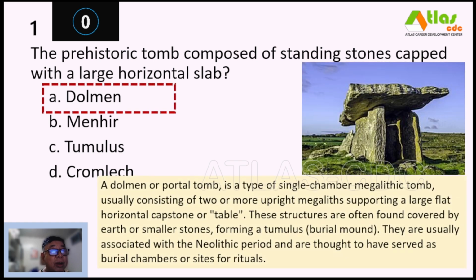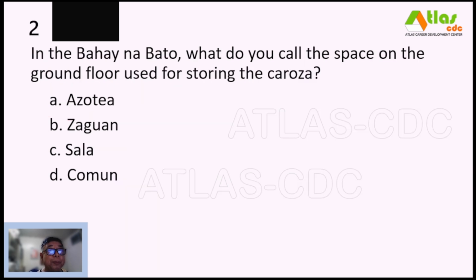So a dolmen or portal tomb is a type of single-chamber megalithic tomb, usually consisting of 2 or more upright megaliths supporting a large flat horizontal capstone or table. These structures are often found covered by earth or smaller stones, forming a tumulus or burial mound. They are usually associated with the Neolithic period and are thought to have served as burial chambers or sites for rituals.